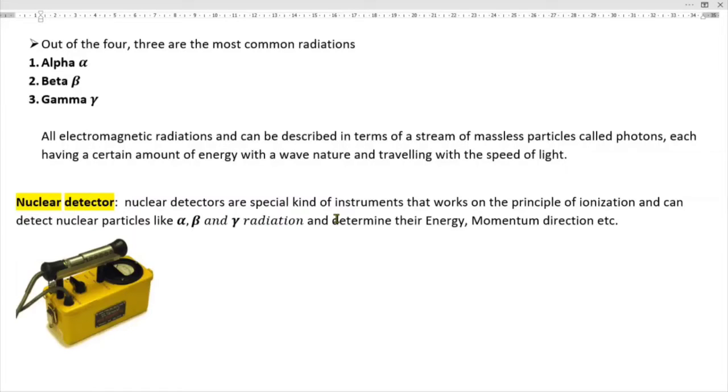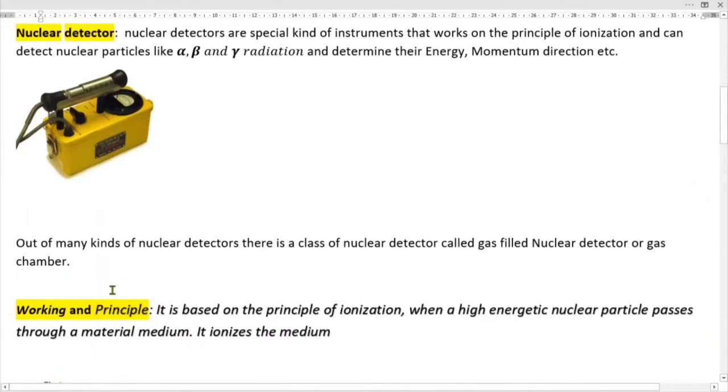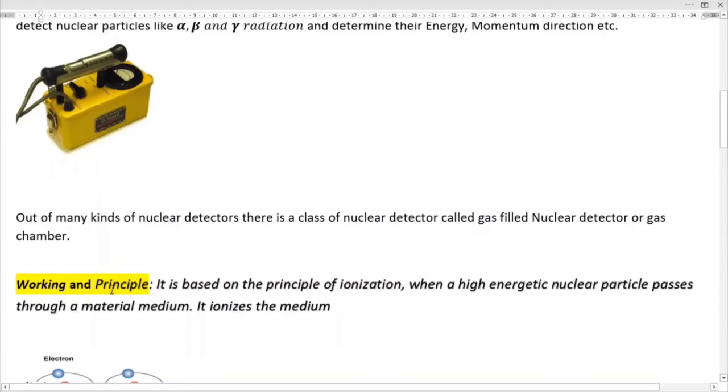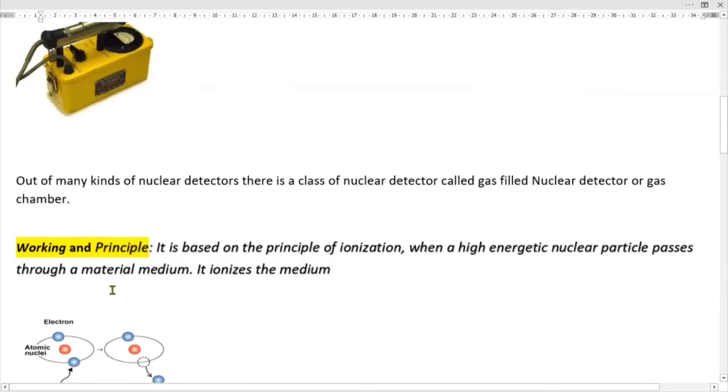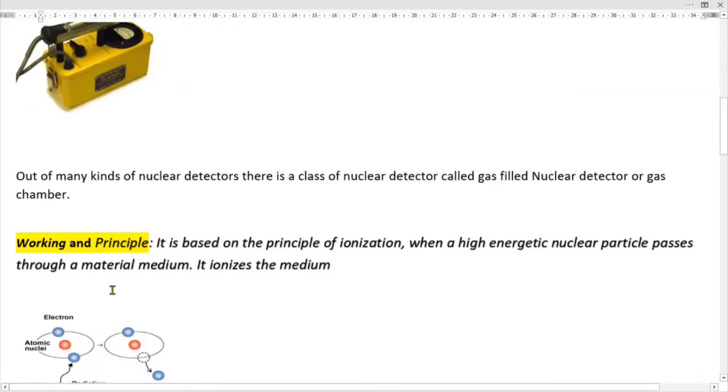Now, this nuclear detector is a special kind of instrument, as we can see in the diagram, that works on the principle of ionization, and it can detect the existence of a nuclear particle and determine the energy, momentum, direction, etc. Now there are three major types of nuclear detectors. Out of them, we are going to study the gas filled nuclear detector, also called a gas chamber. Now, how does a gas filled nuclear detector work? It works on the principle of ionization.